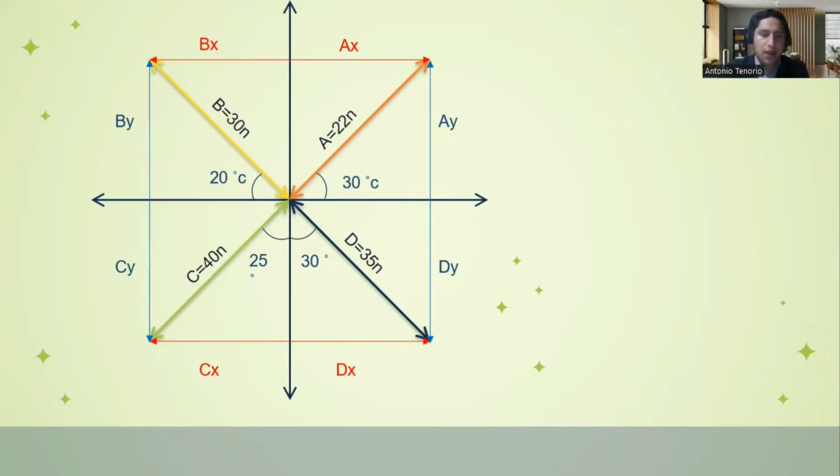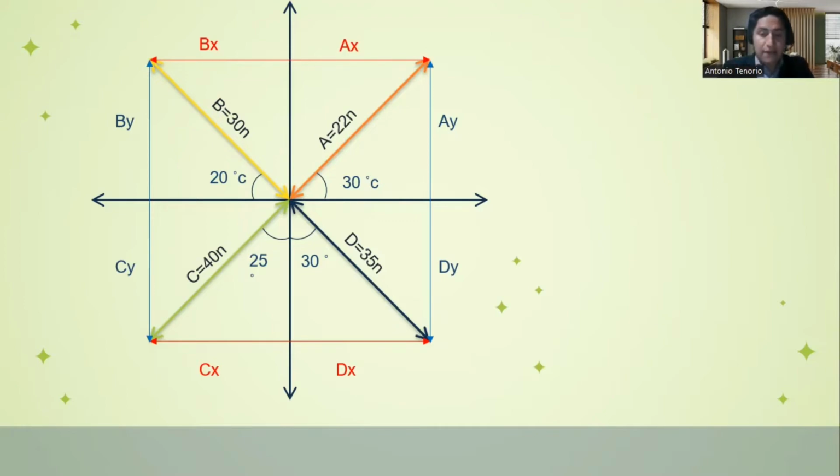Vector A has a 30 degree angle and 22 newtons, and it has a blue line on the left, the leg AJ, and the red line is parallel to the X line of the Cartesian plane, and this is equal for vector B, vector C, and vector D. This explanation is needed for the next example.